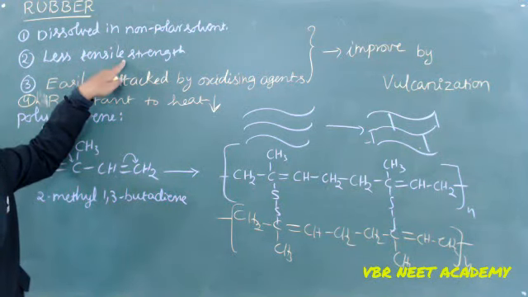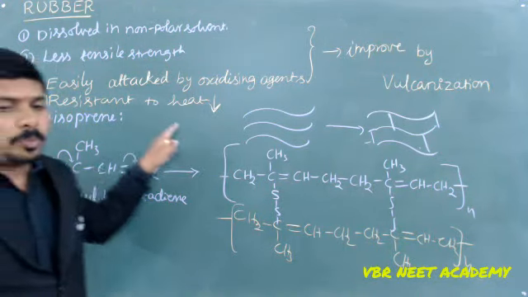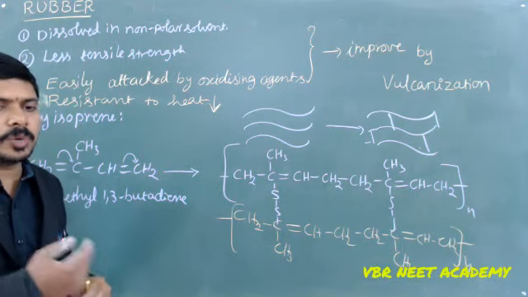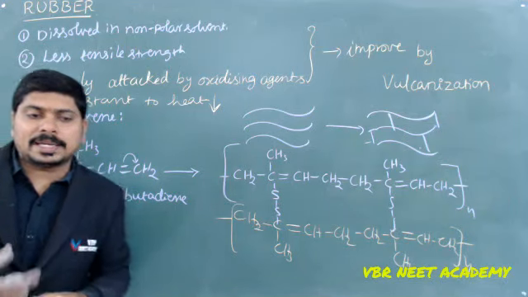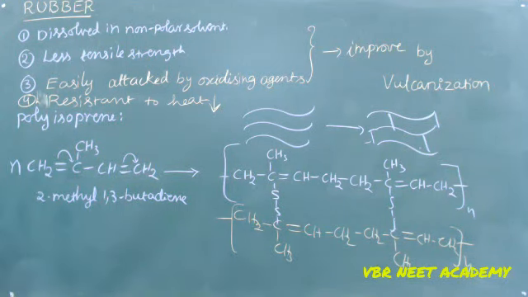Now the vulcanized rubber will have more tensile strength. It is not easily attacked by oxidizing agents, so it is not going to be easily oxidized by attacking agents, and it is more resistant to heat. And we are going to discuss one more thing: how much vulcanization we are doing, that much of the physical properties will be developed.